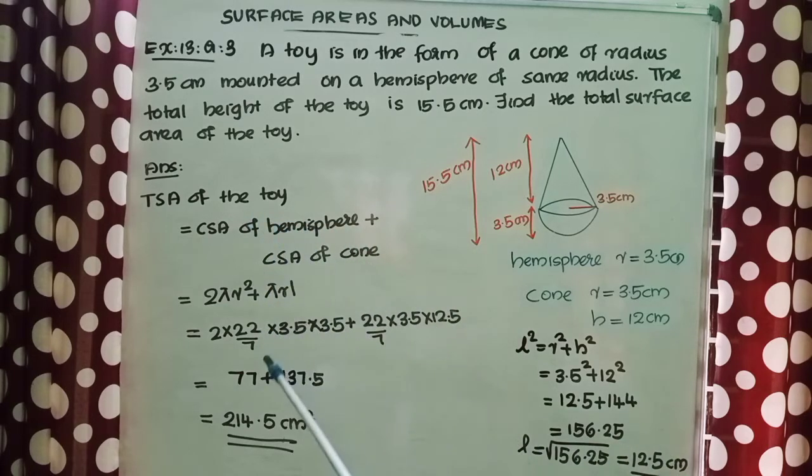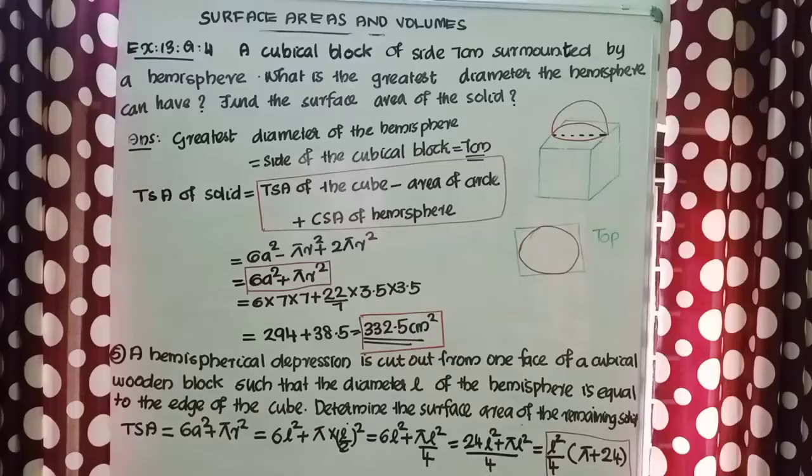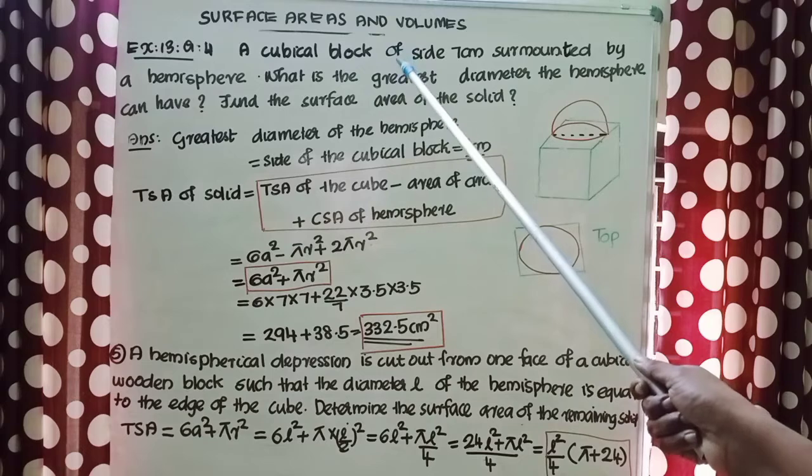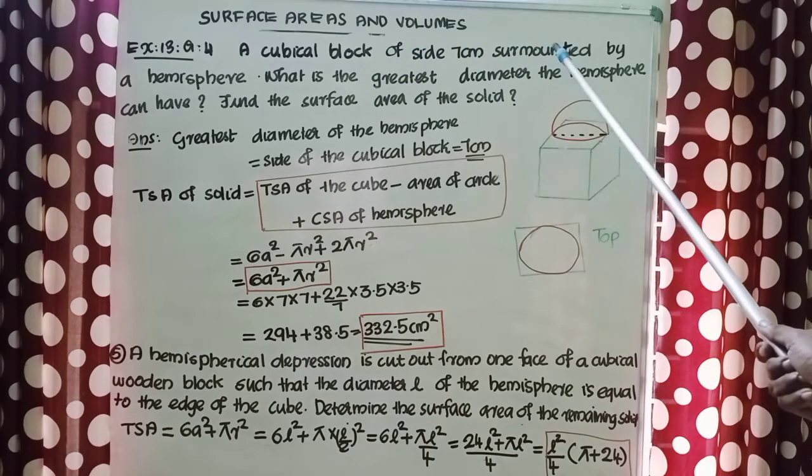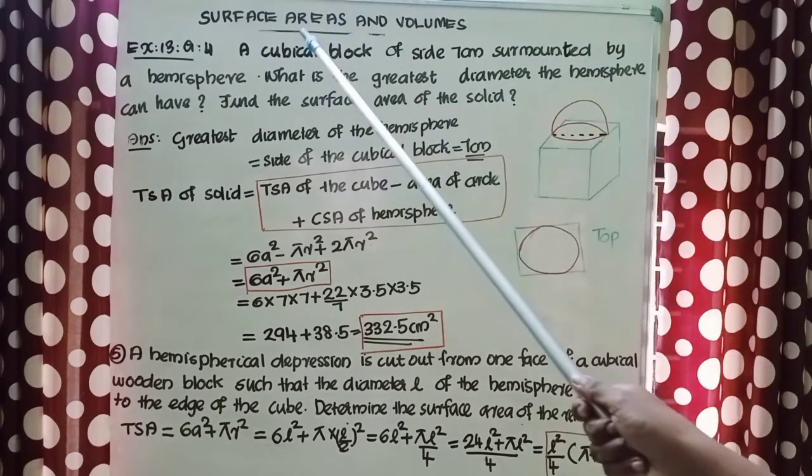So TSA equal to 2 into 22 by 7 into 3.5 into 3.5 plus 22 by 7 into 3.5 into 12.5. That is equal to 77 plus 137.5. That is equal to 214.5 centimeter square.